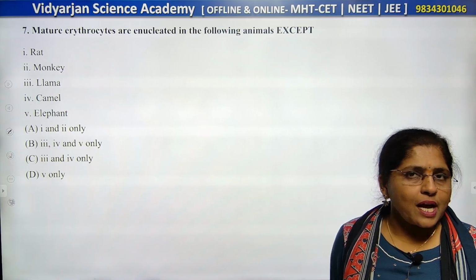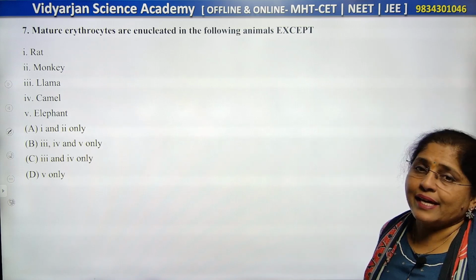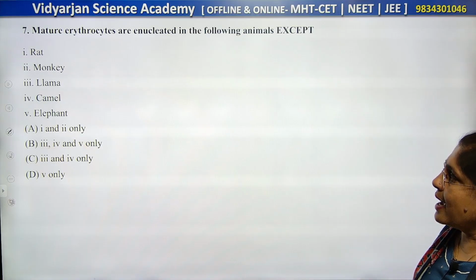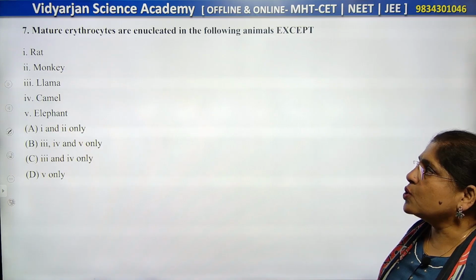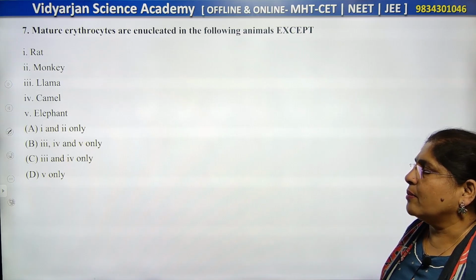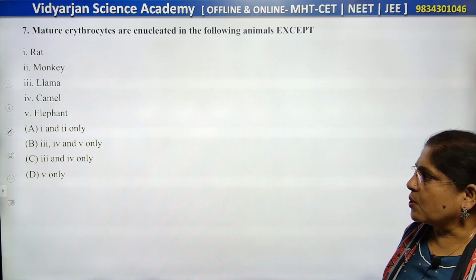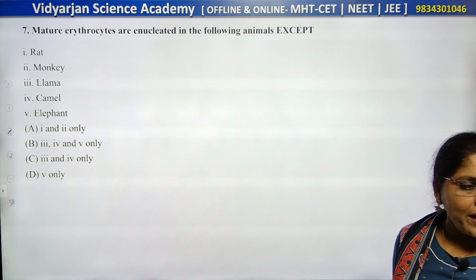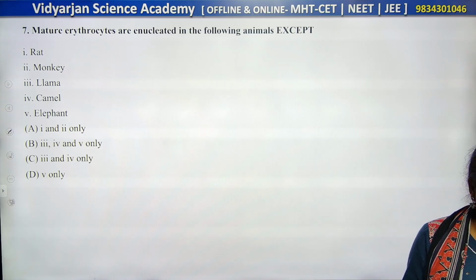Mature erythrocytes are enucleated in the following animals except. So they have given the group of animals here. Number 1 is rat. Number 2 is monkey. Number 3 is llama. Number 4 is camel. And number 5 is elephant. So they have given us the group of animals, and we are supposed to find out which is the perfect animal for this particular thing.